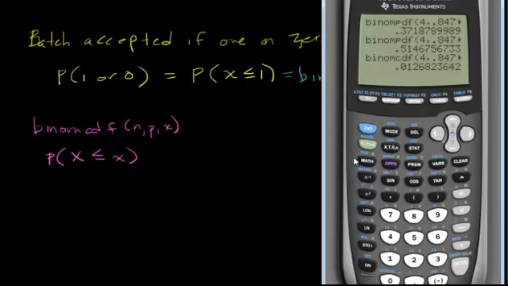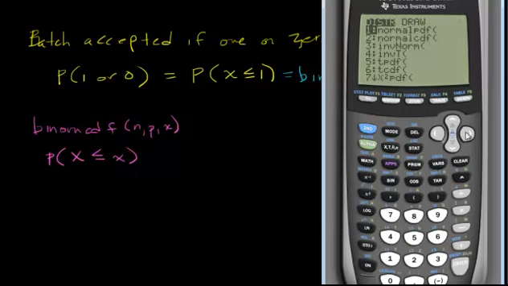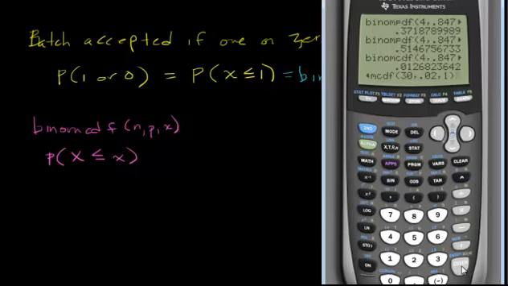Go to our distribution list. We want the cumulative distribution. There it is. Enter. Number of trials, 30. Enter. Probability this time is 0.02. Enter. And 1 is our x. Enter. Enter. This is the cumulative now. It's adding the probability of 0 and the probability of 1, and we get 0.87945.